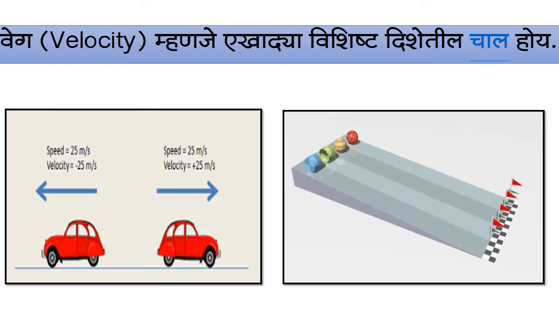Now see here, these two cars are moving. One car in this direction, that is right side, and this is going left side. Now speed is same, that is 25 meter per second. So here the velocity will be minus 25 meter per second and here plus 25 meter per second because their directions are in opposite direction.